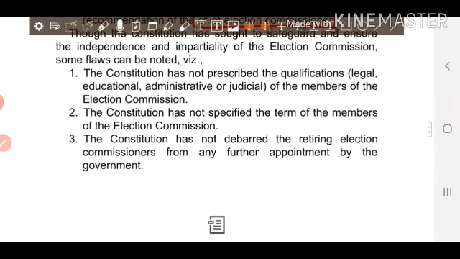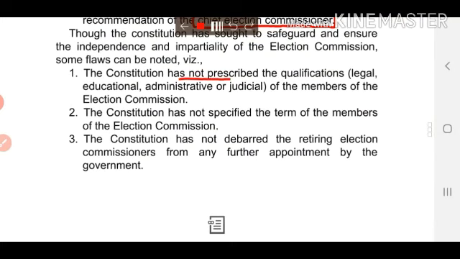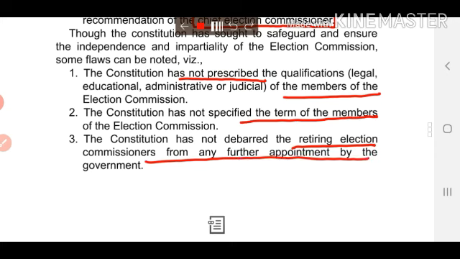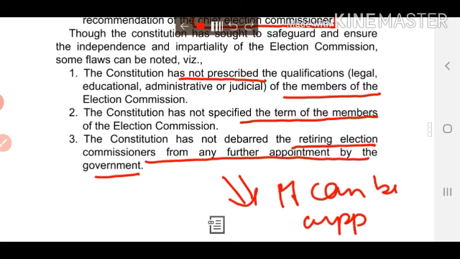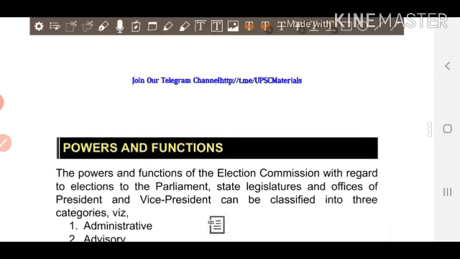Note first, the Constitution has not prescribed, do remember, not prescribed the qualifications, legal, administrative or judicial, of the members of the Election Commission. It means it has not prescribed any qualification, but it ensures the independence of the Election Commission. Number second, the Constitution has not specified the term of the members of the Election Commission. Number third, the Constitution has not debarred the retiring Election Commissioner from any further appointment by the government. It means he can be appointed further; the Constitution does not debar it.